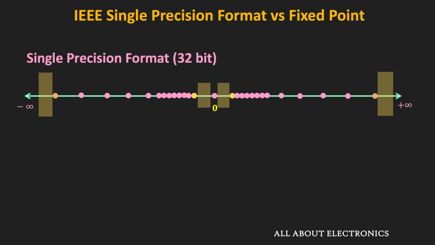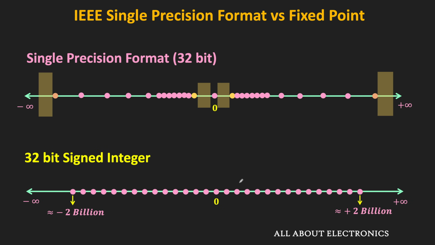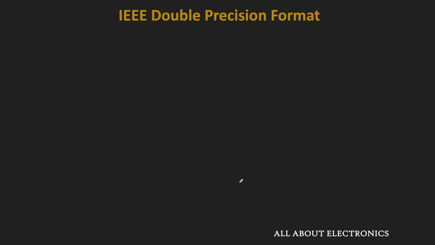So as you can see in this floating point number, the numbers are spread over the entire range. That means here, they are not distributed uniformly. On the other hand, in the fixed point representation, all the numbers are distributed uniformly. That means the spacing between the numbers is equal. And that is why this fixed point number covers the smaller range. So in short, the floating point number covers the greater range at the cost of precision. And if we want more precision, then we can go for the double precision format.